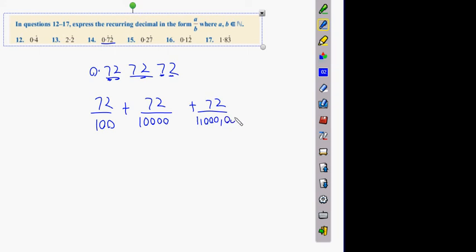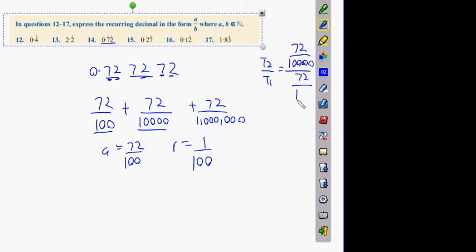Okay? And now you do the same thing. For the series, a equals 72 over 100 and r equals, what's the difference between them? It's 1 over 100. If you really weren't sure about that, you could always just do T2 divided by T1. Enter the full term and then divide by 72 over 100 and you'd find that gives you 1 over 100 as well. And then just put it into the sum of infinity formula. Okay guys, moving on.